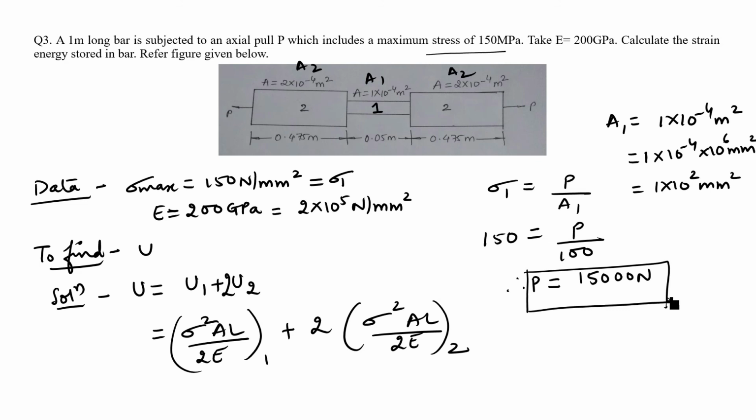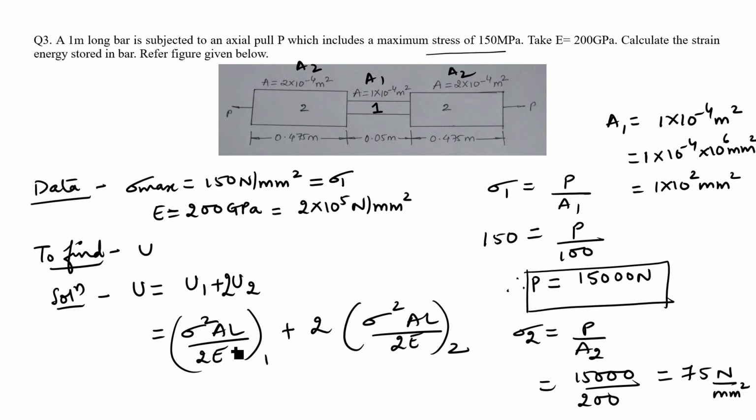Now this becomes a little simple for me because I know the value of P which I have to substitute for both the cases. Now, rather than calculating as P by A, you can also calculate your value of sigma 2. Sigma 2 is going to be P upon A2. P is 15,000 and the value of A2 is 2 into 10 raised to minus 4 meter square, which will be 200 mm square. So this is nothing but 75 Newton per mm square. Now this becomes very simple for substitution.